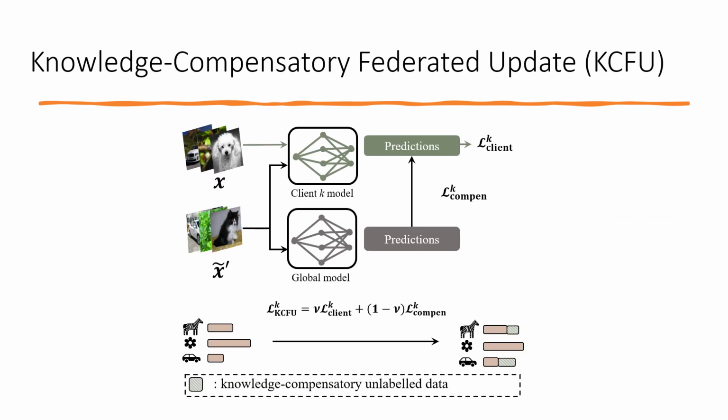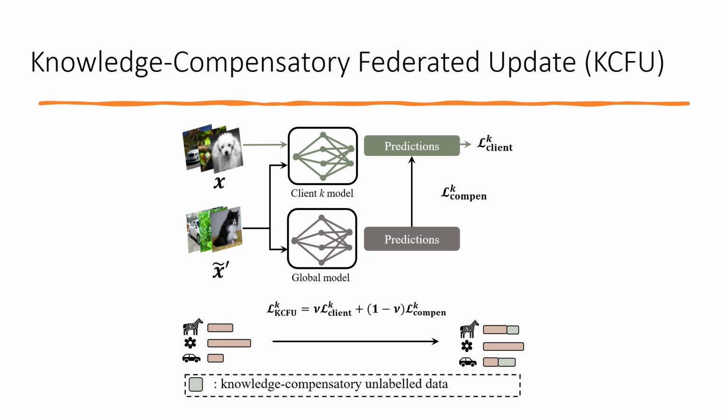To further deal with non-IID data, we introduce knowledge compensatory federated update. In scenarios where local data is both severely limited and unevenly labeled, clients may struggle, particularly with rare classes. Such statistical heterogeneity of clients can be harmful to the model aggregation process.